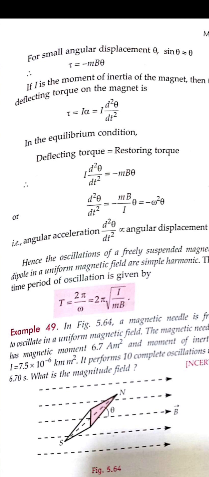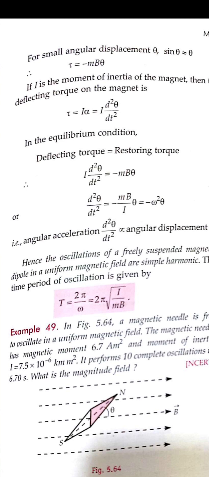Now what we know, according to the angular momentum, angular acceleration and the moment of inertia, the deflecting torque will be given as torque is equal to I alpha, and the moment of inertia is half mr square, which used to be taken. So here I alpha, and alpha will be given as d square theta by dt square, and this will be equated to equation number 1, that is tau is equal to minus mb theta. So I d square theta by dt square will be equal to minus mb theta. From there we will find the value of d square theta by dt square. So it will be equal to minus omega square theta.